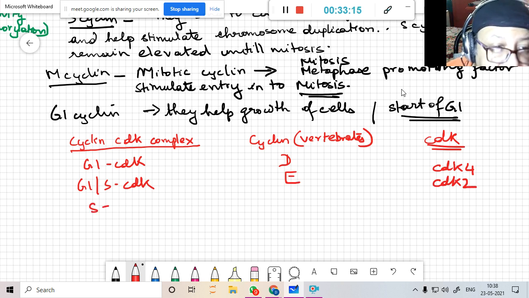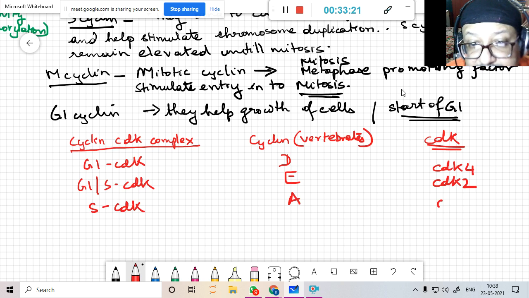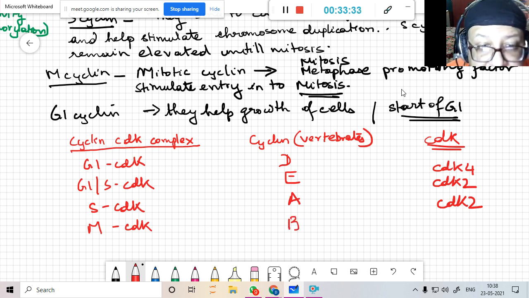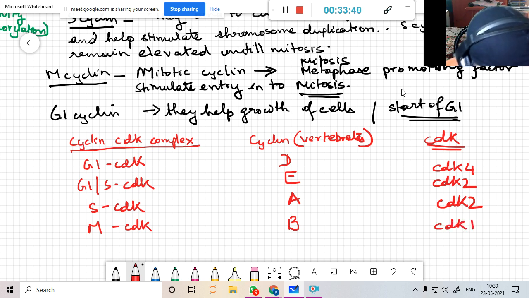Then you have the S CDK. This is cyclin A, and this is also CDK2. Then you have M CDK, and the name of the cyclin is B and CDK1. Now let's have a look at it, let's draw the picture.